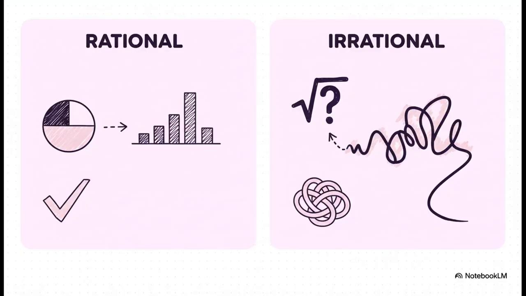On one side, you have rational numbers. Think of these as the well-behaved, predictable ones. You can always write them as a nice, clean fraction. And when you turn them into a decimal, they either stop, like 1/2 just becomes 0.5, or they repeat in a neat pattern, like 1/3 becomes 0.333 forever. But then you have the irrationals. These are the rebels. You can't write them as a simple fraction, and their decimals are just pure chaos. They go on forever with no pattern at all.